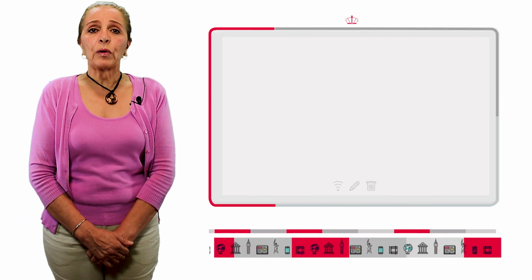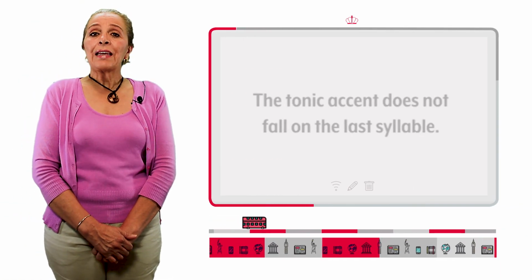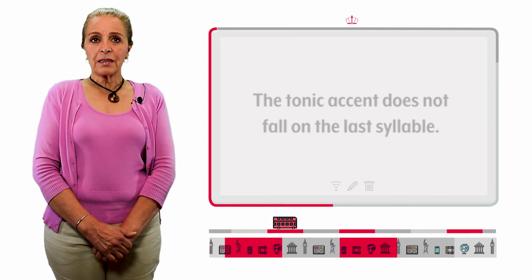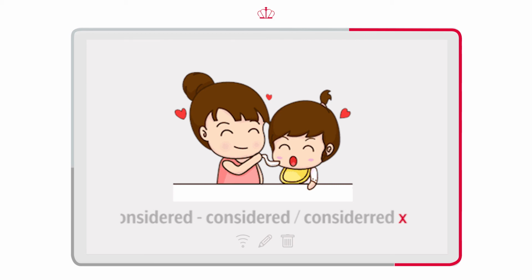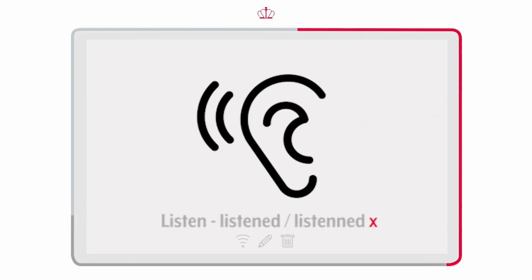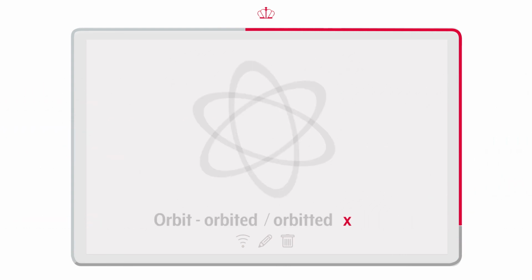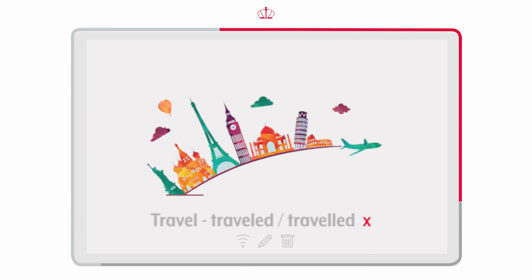In these examples, the tonic accent does not fall on the last syllable. There is no need to double the consonant. Consider, considered. Listen, listened. Orbit, orbited. Travel, traveled.